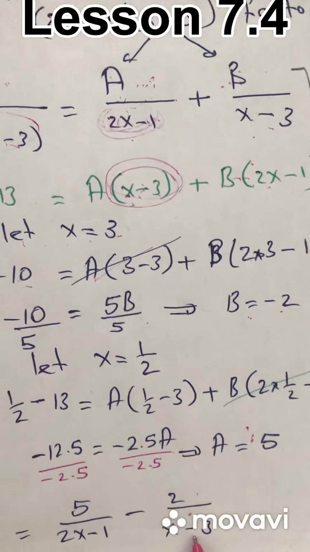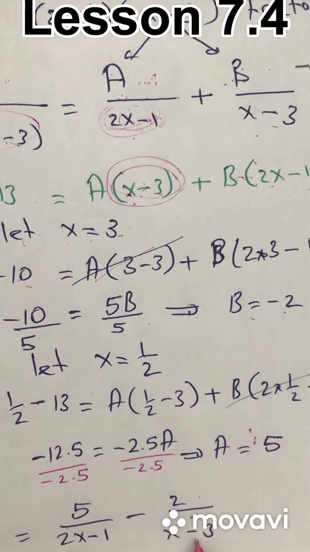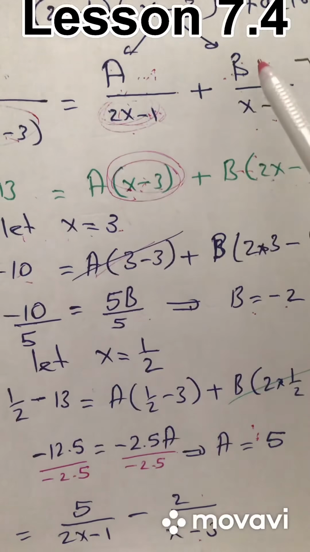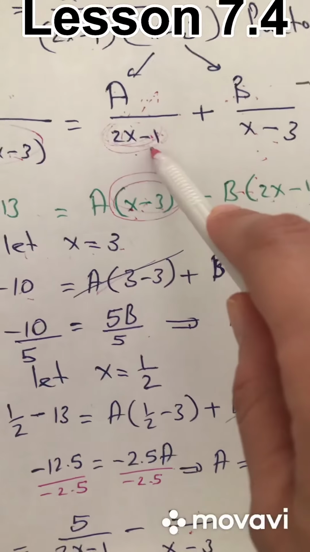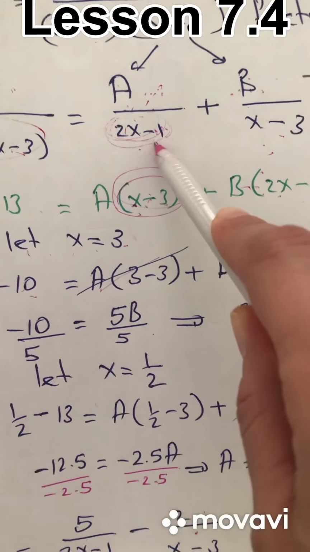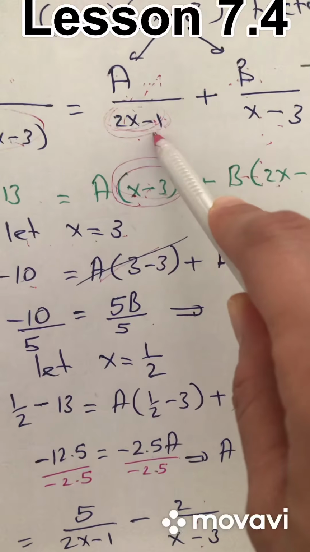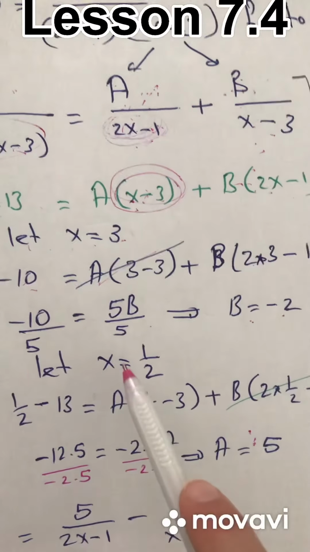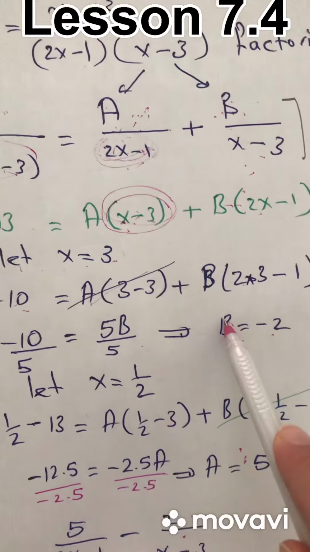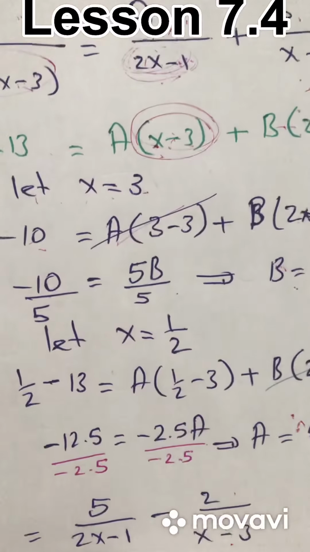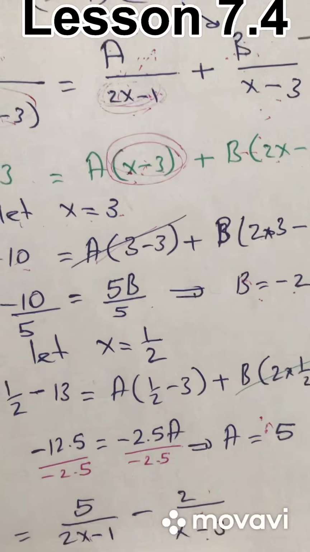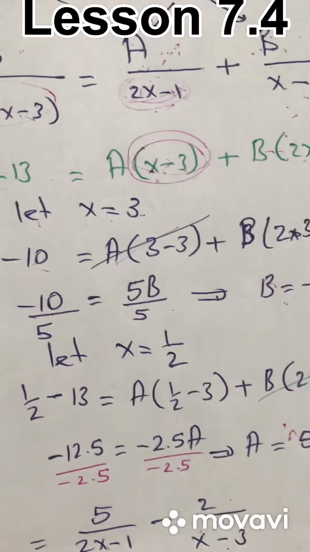Some of you will ask: what if I put this one as a over x minus 3 and this one as b over 2x minus 1? It does not matter. You will find the same answers. Yani, b will change to be 5 and a will be negative 2. It does not matter, but eventually your answer will be the same as this, no matter which one is a or which one is b.